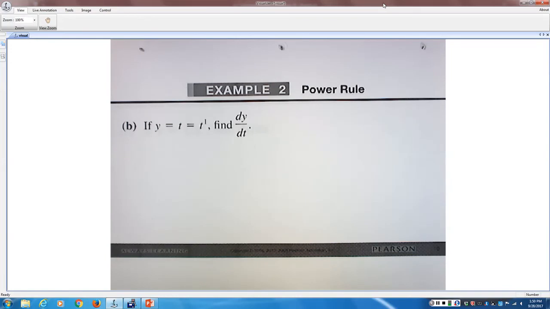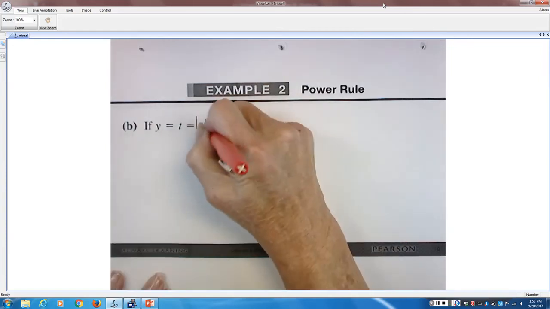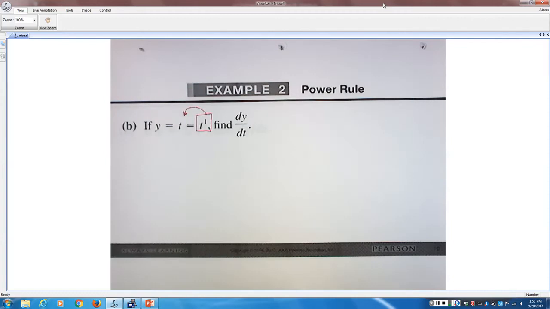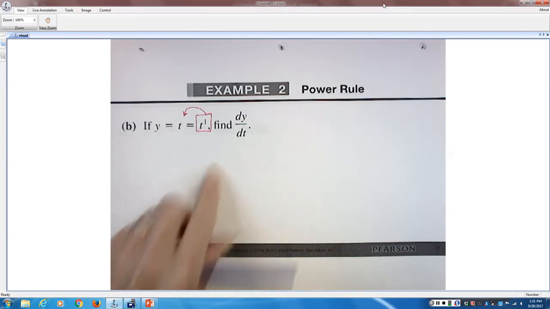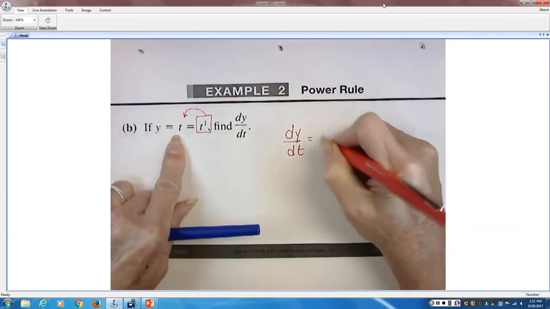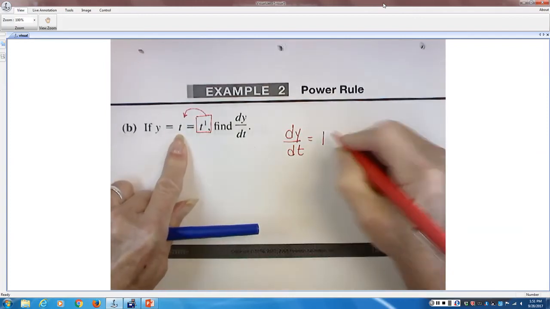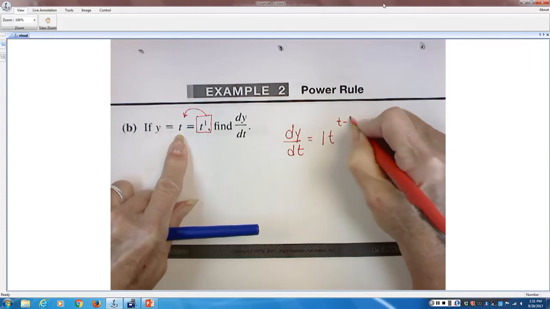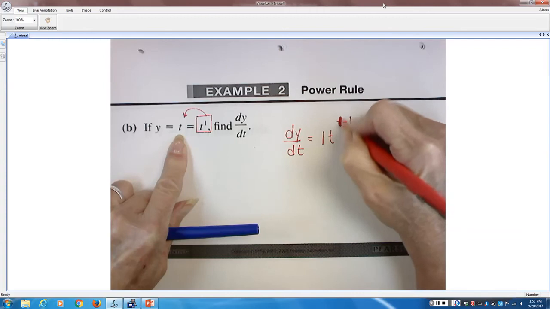If y is equal to t, and that's equal to t to the 1st power, because remember t to the 1st power means that there was a 1 that was understood there, so that's not t to the nothing. Then dy dt is, or y prime is, do the steps. Where does the 1 go? So I drop it down in front of the t, right? And then the power becomes, I'm sorry, not t minus 1, 1 minus 1. Okay?